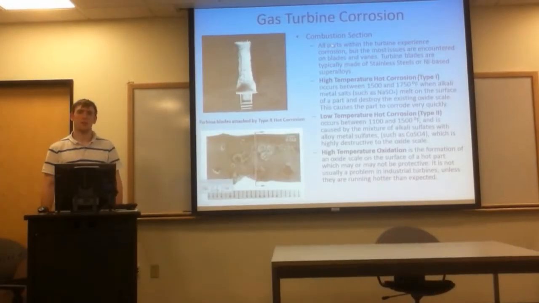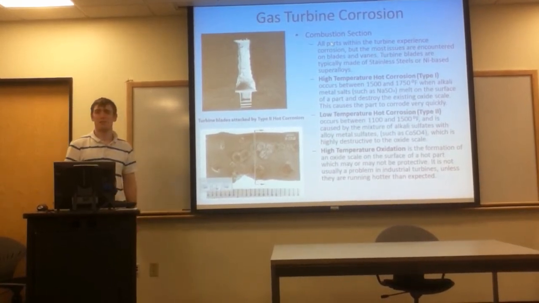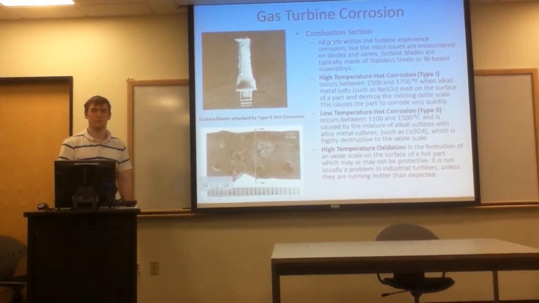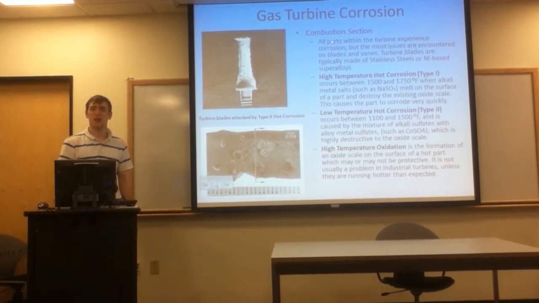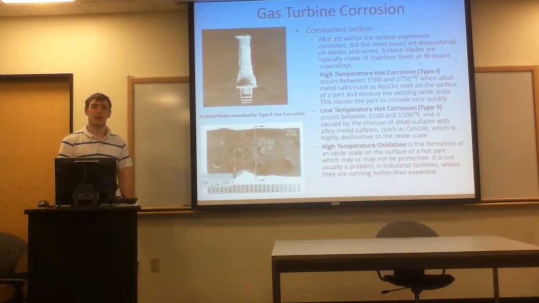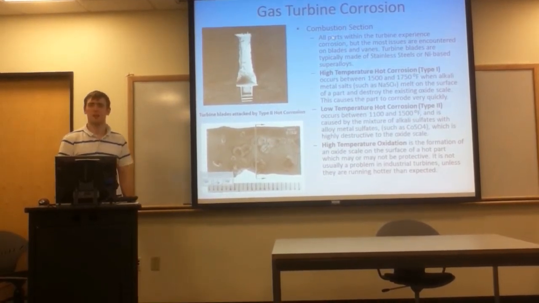Another section of the turbine that experiences problems is the combustion section. In this section, the main problem is type 1 and type 2 hot corrosion. Now, I won't get into the details too much, but this type of corrosion is caused by molten alkali salts, which eat through the protective oxide layer and destroy the part underneath. This leads to very rapid corrosion.